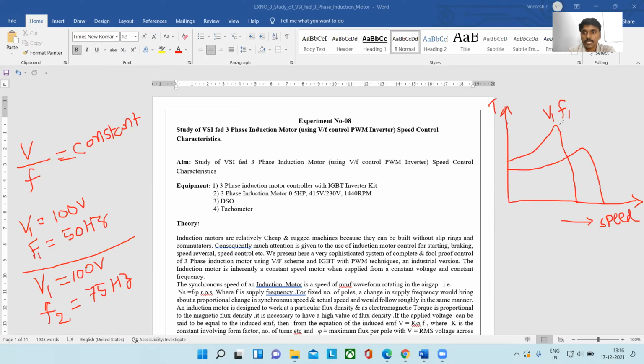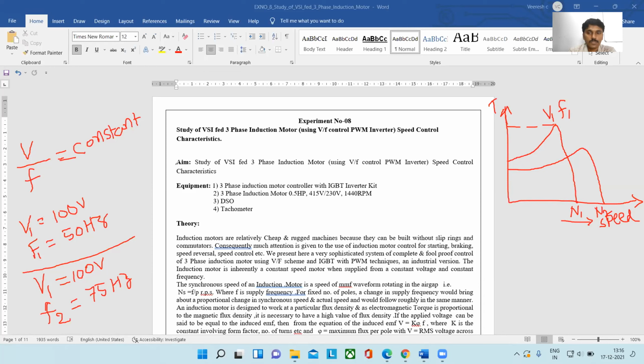For example, at V1 and F1, the speed is N1. When the frequency increases from F1 to F2, the speed also increases from N1 to N2, and the torque decreases. This is the torque at voltage V1 and frequency F1, but when the frequency increases from F1 to F2, the torque decreases like this.